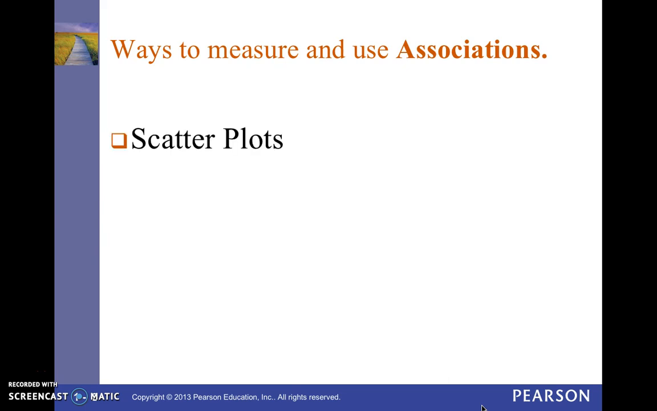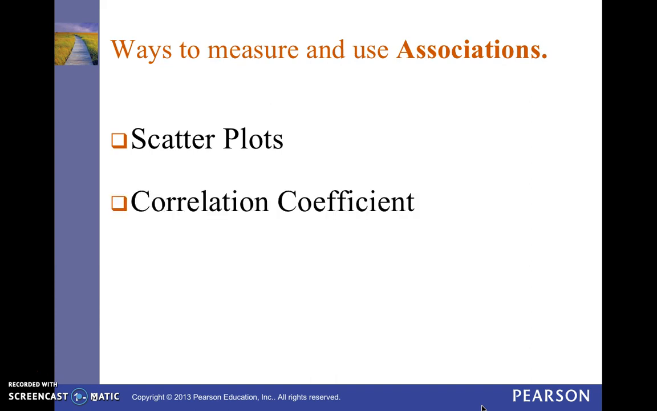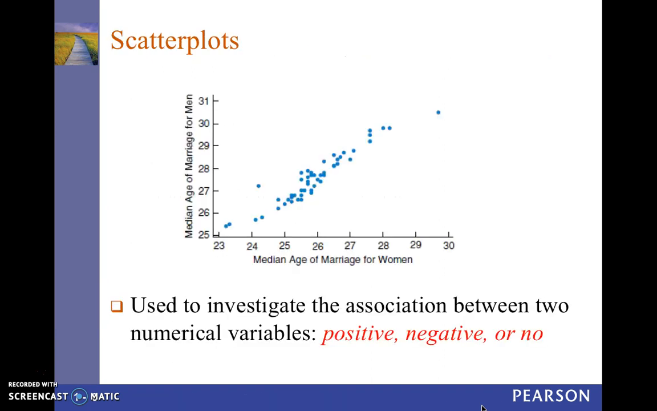To that extent, in this chapter, we're going to learn about scatter plots, which is another graph. But this graph is one that will focus on the relationship between two variables. We'll learn the correlation coefficient, which is a way of translating, if you will, what you see in a scatter plot into a number. And then we'll talk about regression analysis, which is an interesting way of actually using that association, assuming it's there.